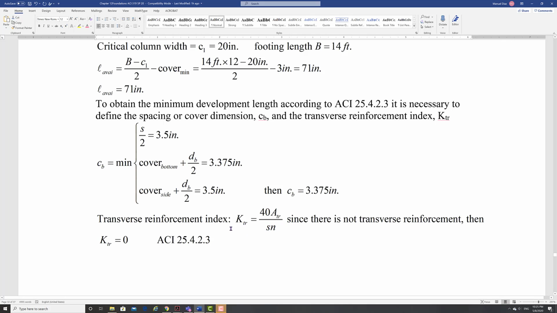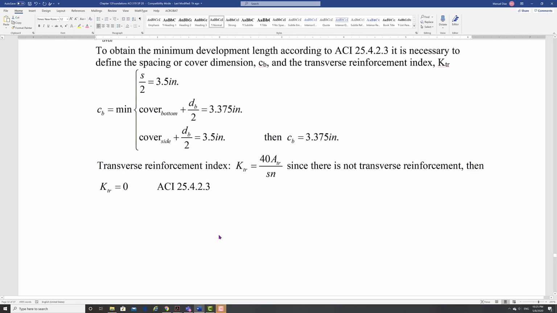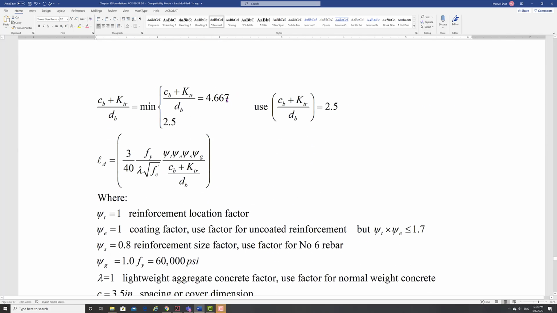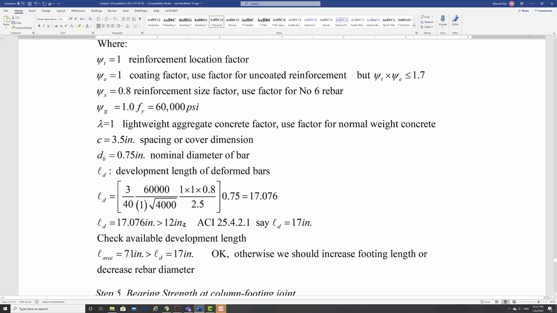And my transverse reinforcement value, we can assume 0 because we don't have any stirrups, right? Check it here. Value controlling is 2.5, so we're going to use 2.5 here. The only thing is we're using number 6 bars, so that one should be 0.8. Other than that, all these are 1s, right? And so we put it in the formula, and we get 17 inches, greater than 12. I mean, 17 inches is very small compared to the 71. So definitely we have enough length to put these bars.